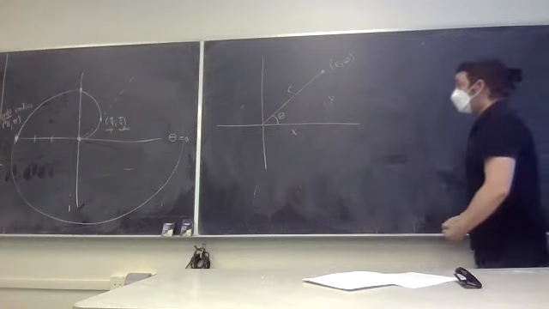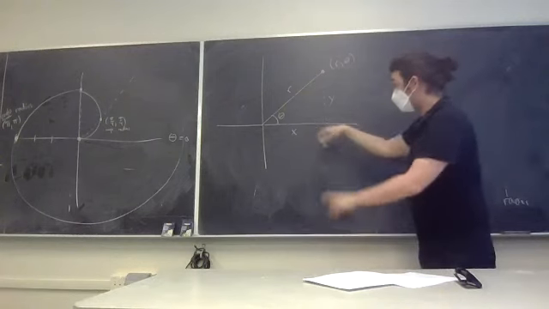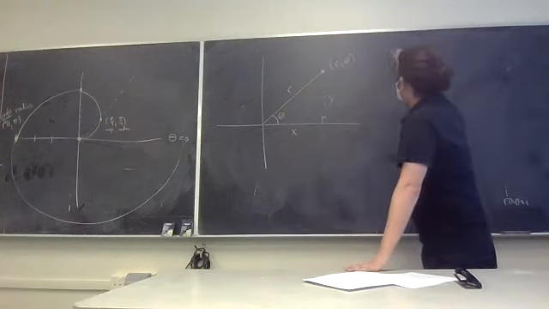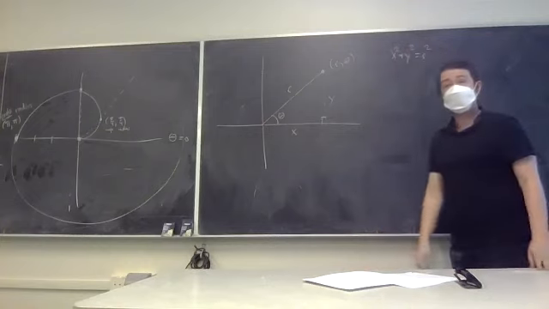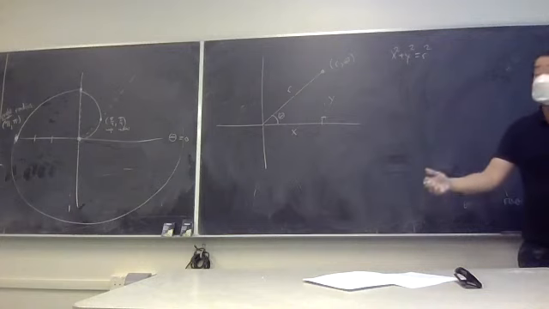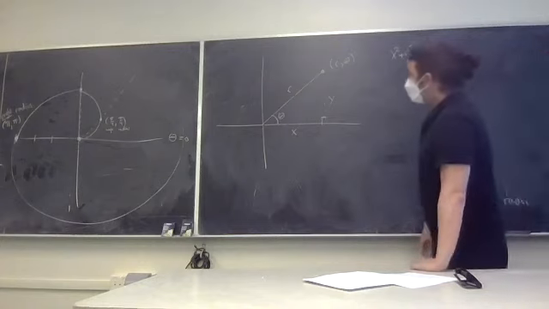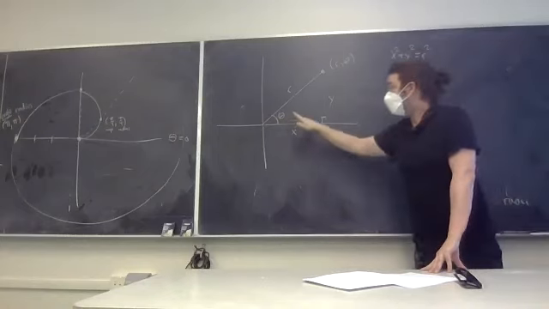So there's a couple different relationships you can observe from this triangle. The first is that x squared plus y squared is equal to r squared. The Pythagorean theorem holds. The next relationship that I see is that it gives me a connection between x and y and r.